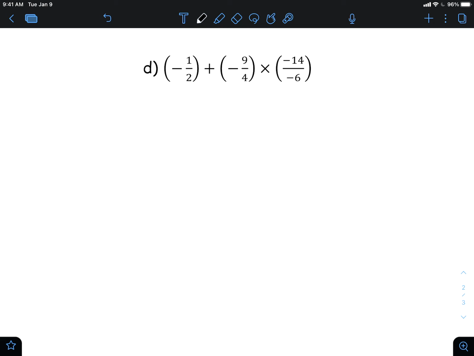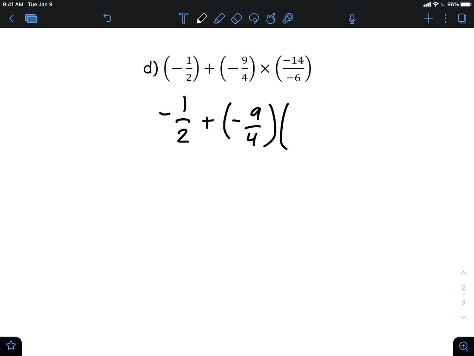And then for D, we've got some additions, and once again, we've got multiplications. So first things first, we'll rewrite it in a simplified form. So we've got negative 1/2 plus, and I'm again going to just do minus 9 over 4. Actually, no, for this one, I'm going to just keep it as it is. You'll see why. And then this one, 14 over 6.